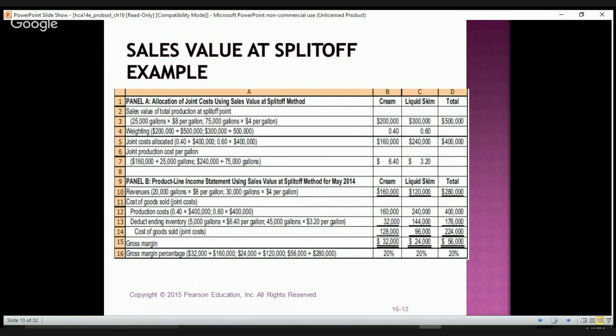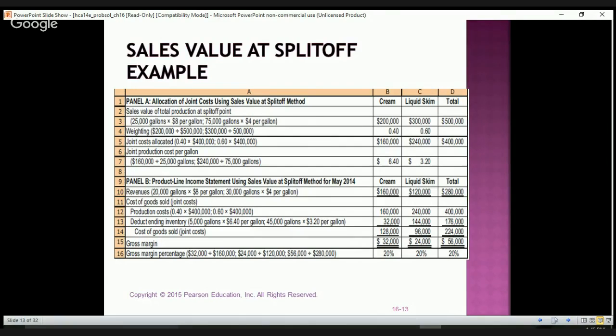So how do we get the sales value? We have 25,000 gallons at $8 per gallon, and that's 200,000. We have 75,000 gallons at $4 per gallon, and that gives us 300,000. That's the value of the total production. So we had production of 100,000 gallons, and we could possibly bring in 500,000.